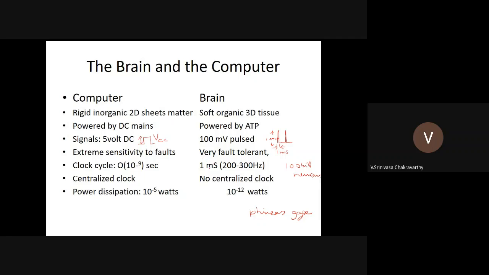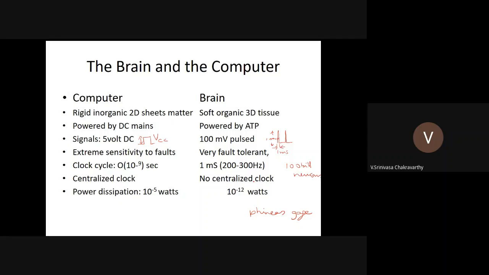Where the brain loses in terms of speed, it makes up in terms of achieving high parallelism by using a large number of units. Even single units are very complicated. Another thing about our computer is it has a centralized clock, right? All the signals in the computer ride over the centralized clock, which coordinates and synchronizes them. Whereas there's no such centralized clock in the brain, on which all signals ride.